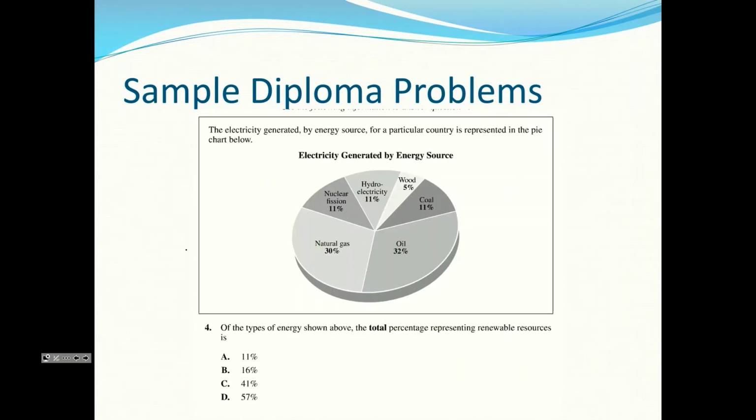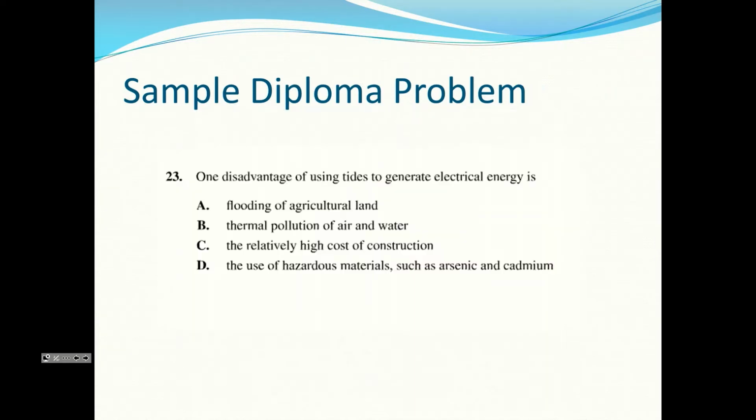The energy generated by a particular country is represented in the pie chart. So the total percentage that's renewable. This is not renewable. This is not renewable. This is not renewable. Yes, this is renewable. Wood is renewable. This is not renewable. So B, 16% would be the correct answer.